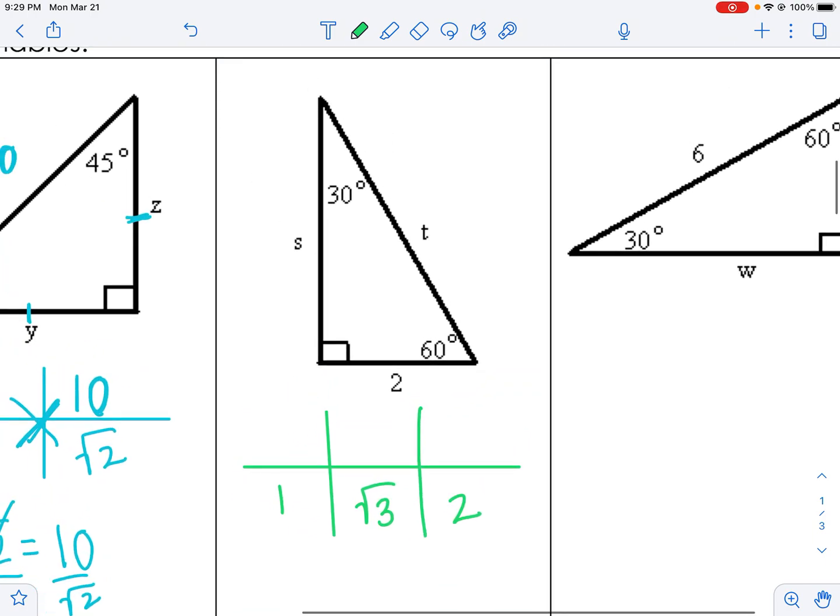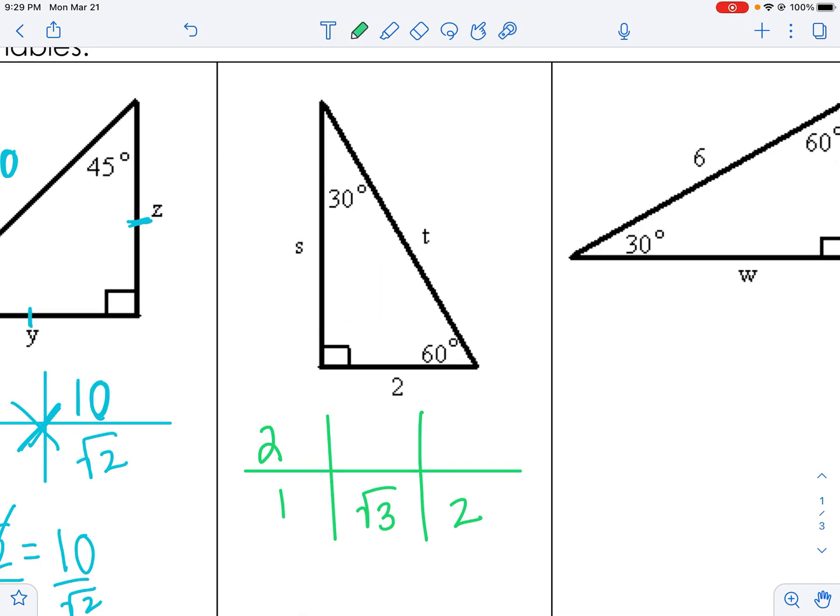And now I'm going to go from smallest to biggest in the triangle. So remember, small opposite small. So if 30 is my smallest angle, then 2 is the shortest side, so that should go first. I know my hypotenuse goes last, so that's across from the box. That means T goes in the last spot, which means that S would go right here.